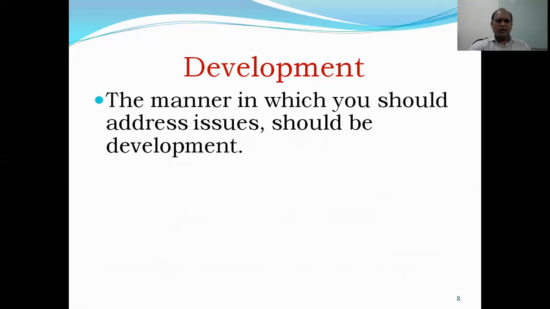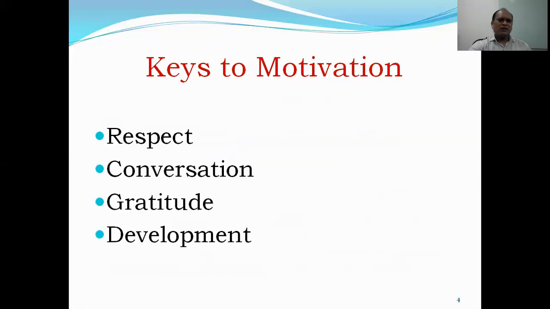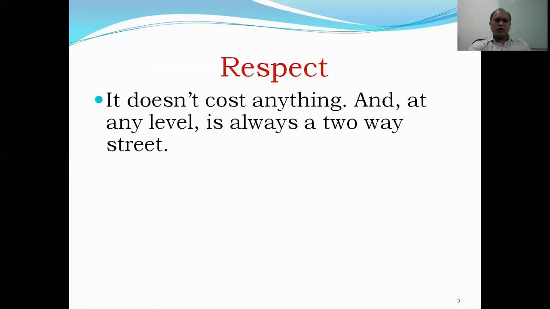So the four important keys we have discussed, quickly let us see: respect, conversation, gratitude, and development. Without practicing these things, you will not be able to motivate yourself, and you will also not be able to motivate others. So that's the reason I wanted to discuss this brief concept of motivation.